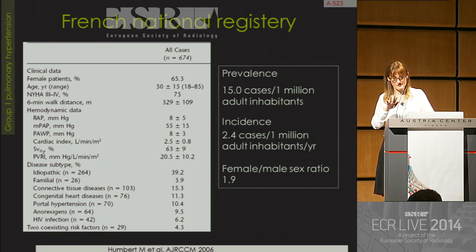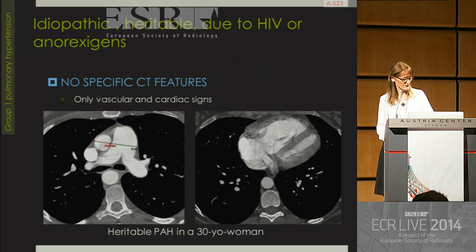And it was sort of also a political scandal because at the head of this laboratory there were connections to the National Drug Agency. So there is an ongoing trial in France. So what are the specific signs that will suggest idiopathic heritable PAH or PAH due to HIV or anorexigen origin? There are none. No specific CT features.